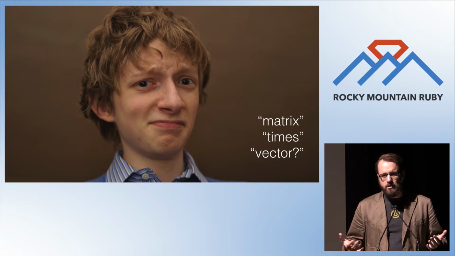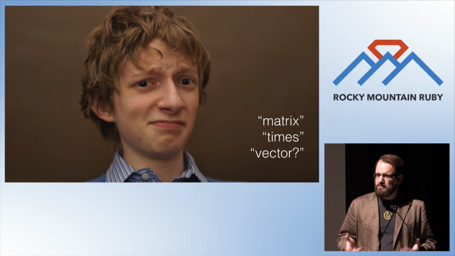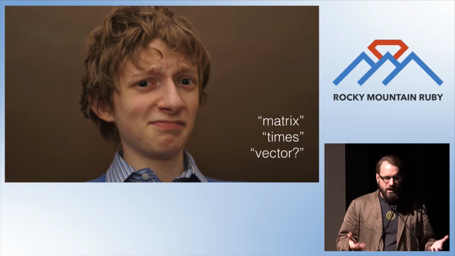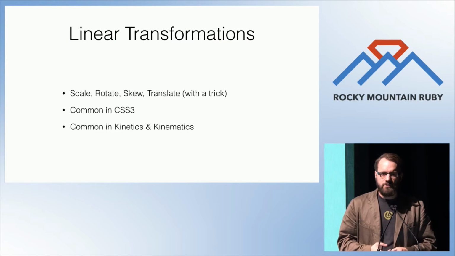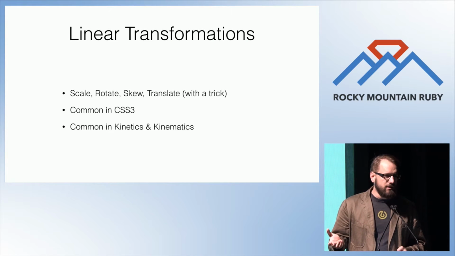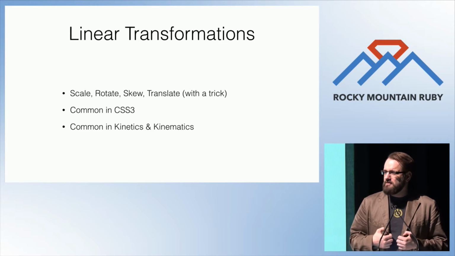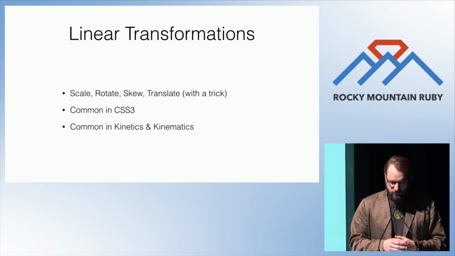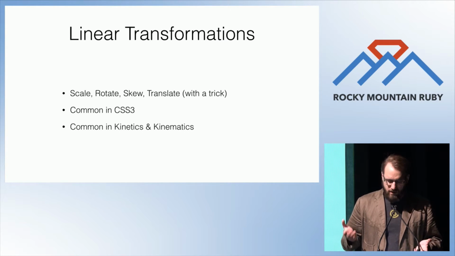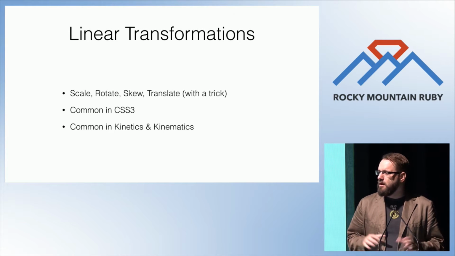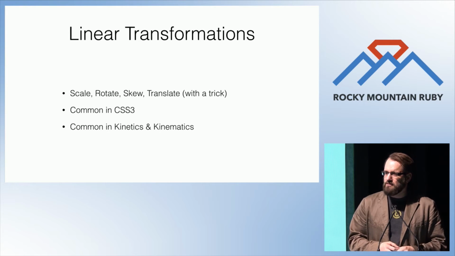So let's talk about why we would ever want to use matrices and vectors in computer science problems. They're primarily used for a thing called linear transformations. And we see these frequently, but they're simplified to be more easily accessible to us as programmers. In CSS3, for example, you have the transform key, and you can apply scale, rotate, skew, all these things. Under the covers, it's actually just using matrix times a vector to do these things.